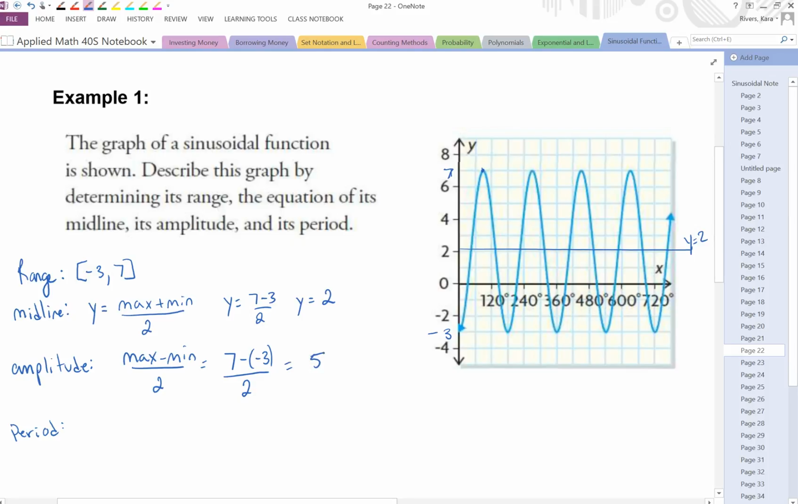Okay, and if you want to check, you can see that from 2 to 7, the difference is 5. And if you go from the midline down, from 2 down to -3, that's also 5.